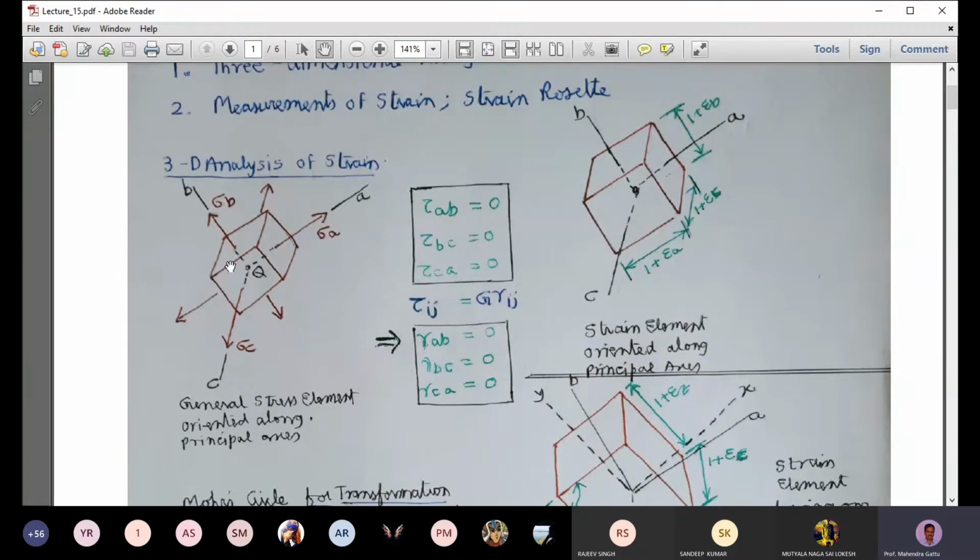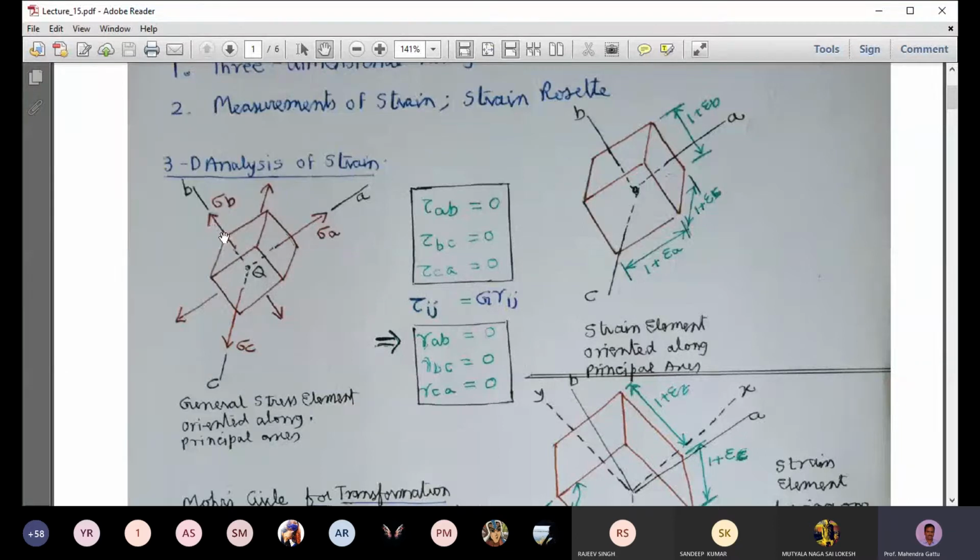For this state of stress, there is a corresponding state of strain. Because of the normal stress, this edge will extend in the A direction by epsilon A. So the strain in the A direction is epsilon A. Similarly, the other stresses will also produce some strain. Actually, we have to use Hooke's law. So when you calculate epsilon A, it will be sigma A by E minus nu sigma B by E minus nu sigma C by E.